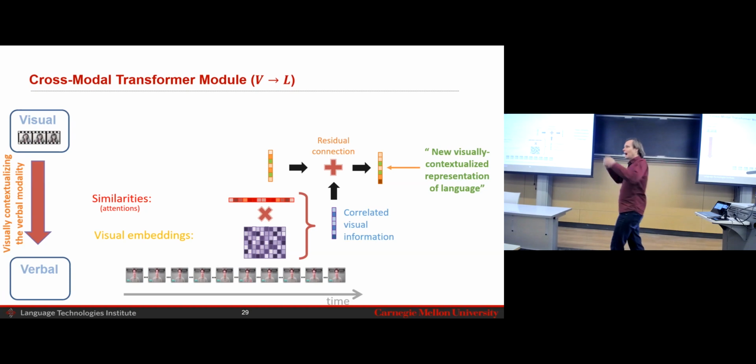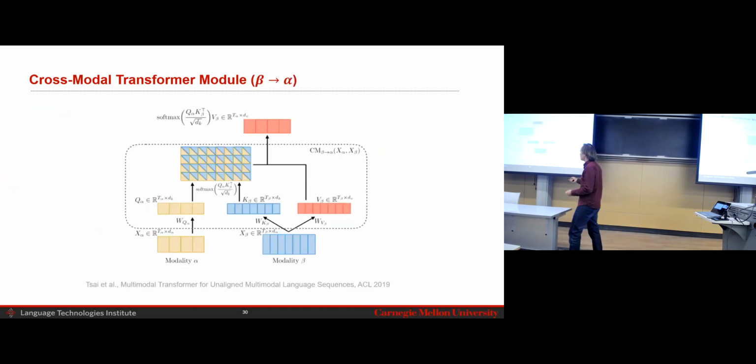It's a query. I'm looking for that. So here, language will be my query. And then I have visual, which is both the key and the value, which means: what is it in vision that could be useful to me? And let me see how relevant it is to those exact words.